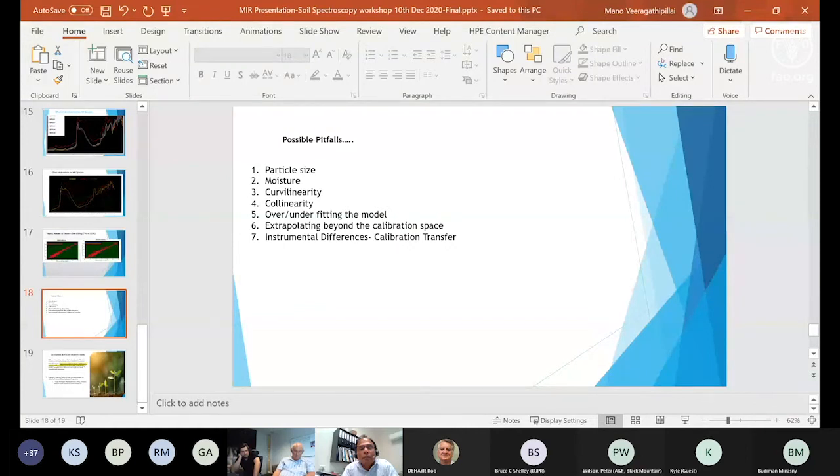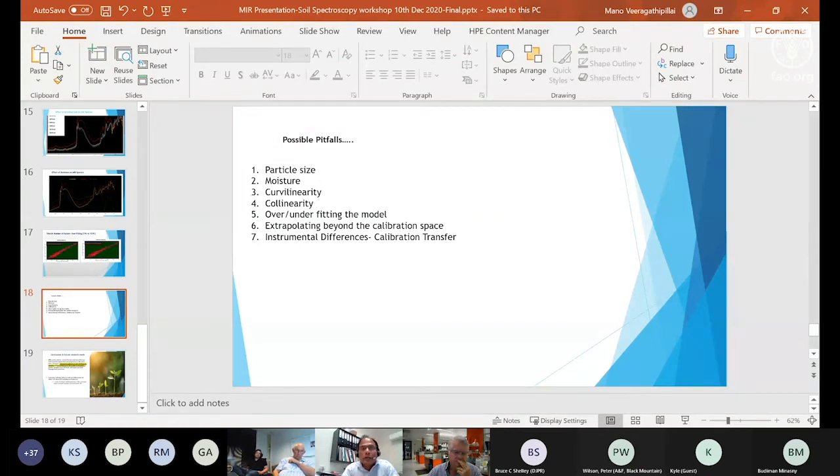And collinearity is another problem within the fraction. For example, in the carbon fraction, there's a high collinearity. Normally, the PLS or multivariate can handle collinearity, but after a certain threshold limit, it can become a problem where you can even use a simple multiple regression rather than the multivariate analysis. Then, as I mentioned, overfitting and underfitting can cause a problem. And the other problem I experience is extrapolating beyond the calibration space.